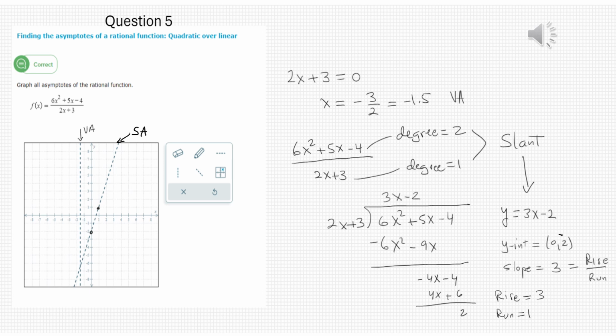The first part is similar. In order to find the vertical asymptote, you take the polynomial in the denominator, which is 2x plus 3, you enforce it to be equal to 0, and you solve for x. The answer is negative 3 over 2, in decimal negative 1.5. This is our vertical asymptote, and you plot that.